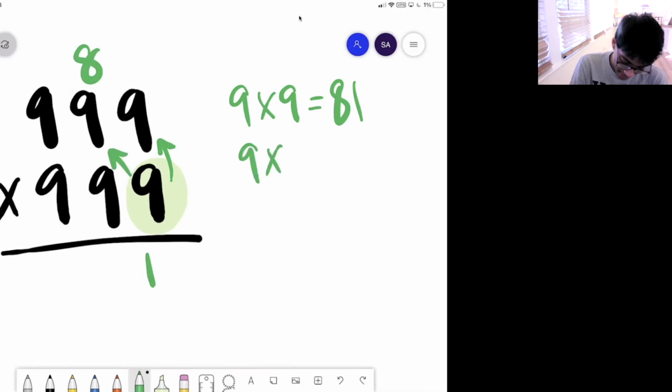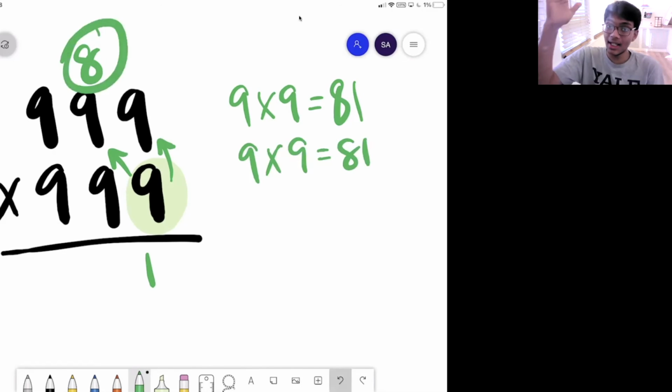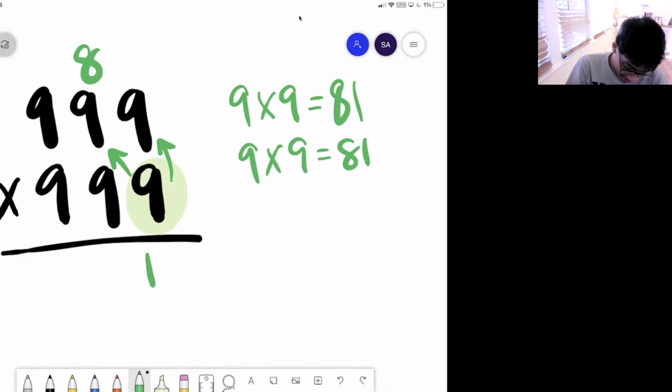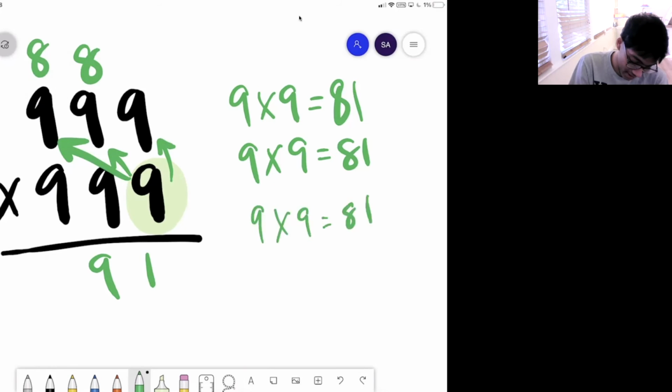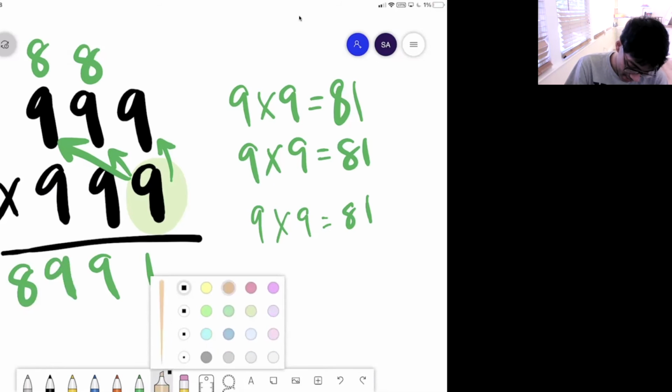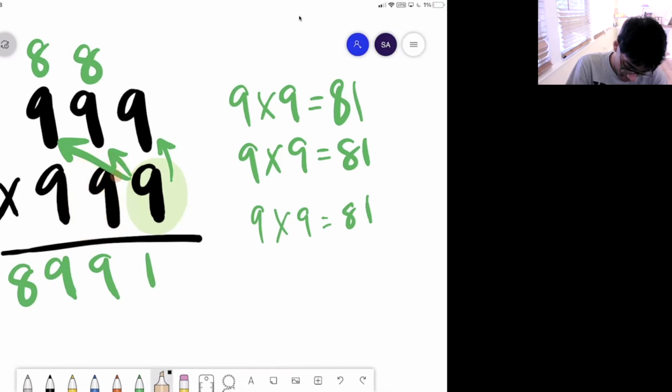Well, 9 times that 9, that's again going to be 81. But don't forget to add this 8. Add that 8 onto this 81. So that's going to give us 81 plus 8, or 89. But don't forget, this 8 is blocking someone, so take him up. And so now we're going to do 9 times this 9. 9 times that 9, again, that's 81. Don't forget to add this 8. That gives us 89.